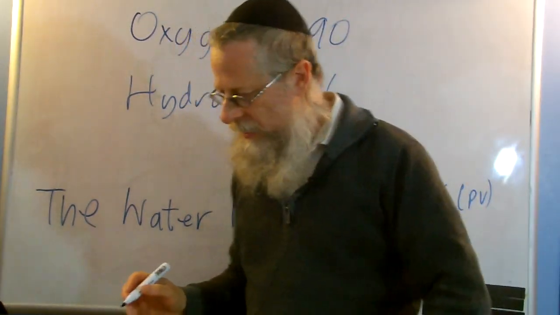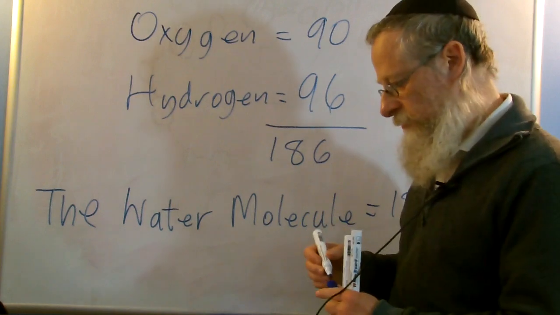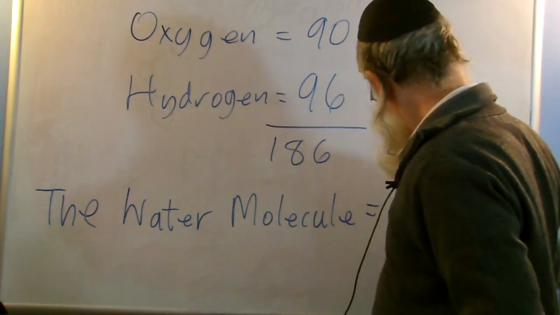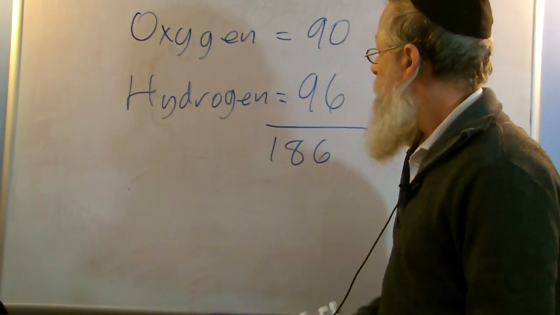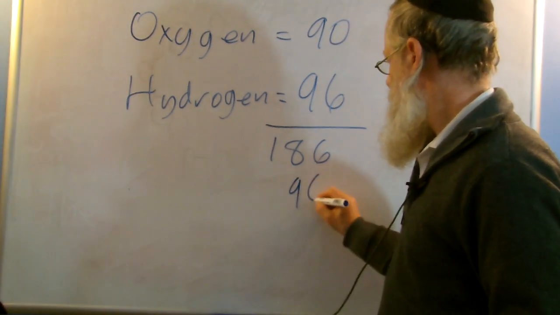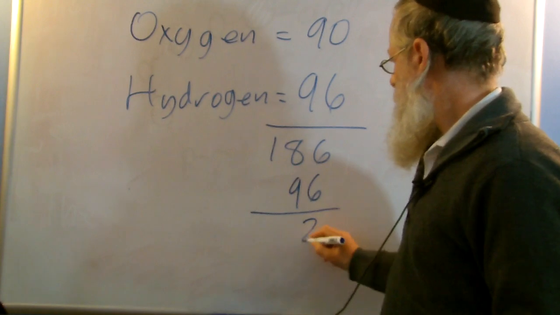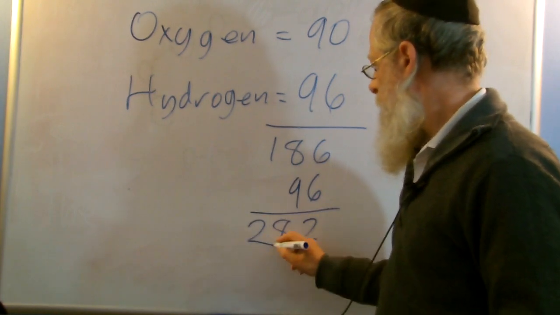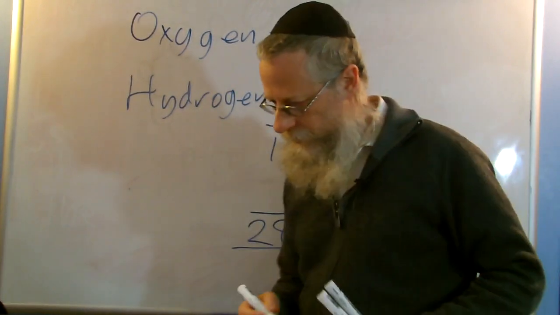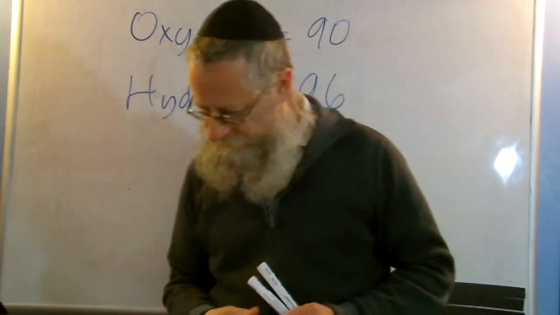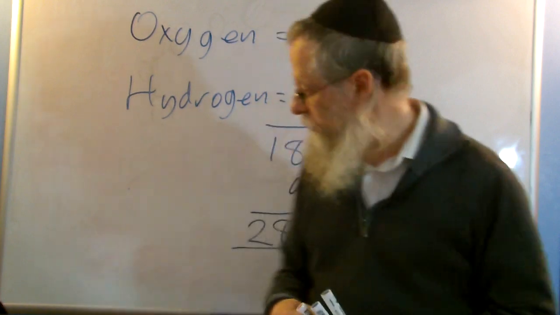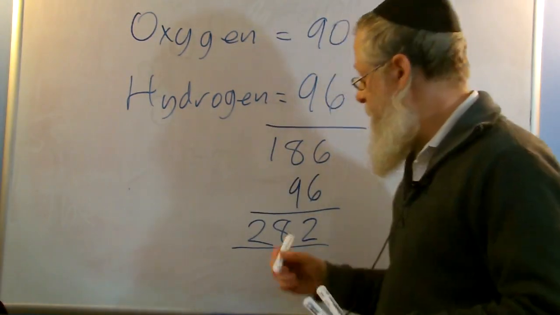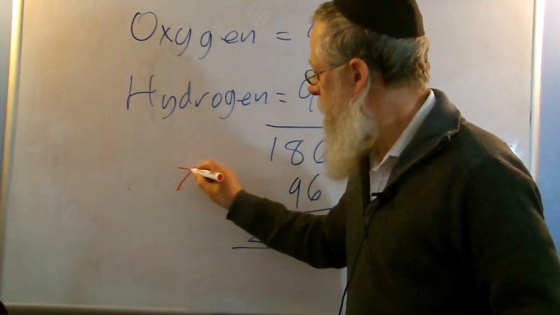Now, if I were to add two hydrogen atoms, let's take the water molecule away. If I add now two hydrogen atoms, so I'm going to add another 96, I get 282. Alright, 282. And now we look at the Hebrew for water, which we had was mayim. So let's write mayim up again.